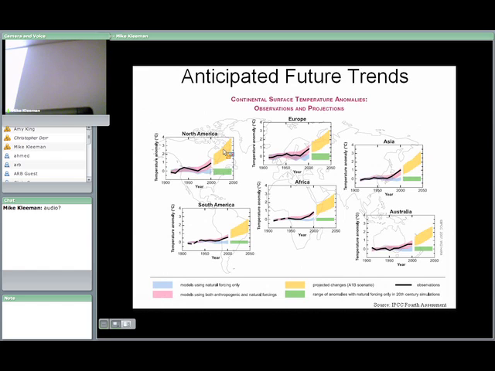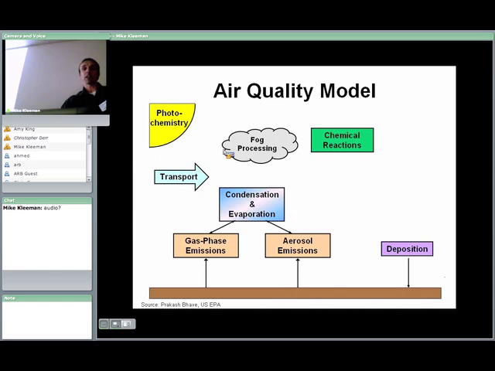Also increases, though, in maybe the water content of the atmosphere. What's the humidity going to do? Changes in precipitation, changes in the structure of the atmosphere, how much mixing there is. There's lots of different things that are going to happen simultaneously, and we've got to think about all of those things if we're worried about air quality.